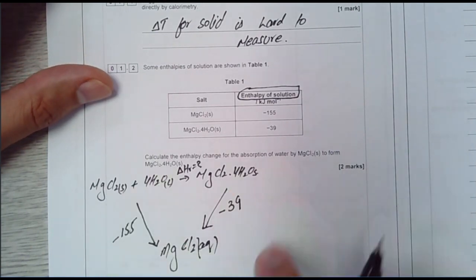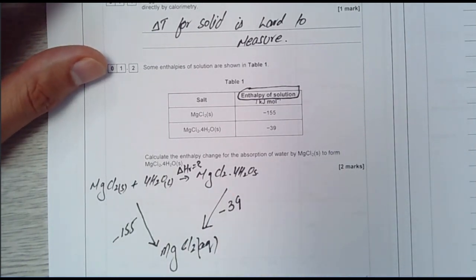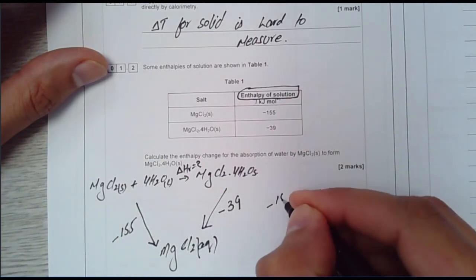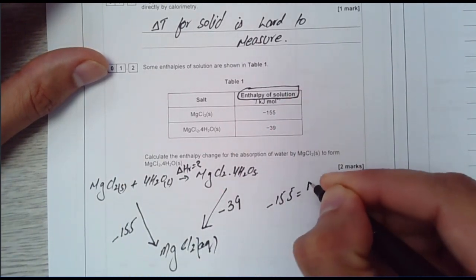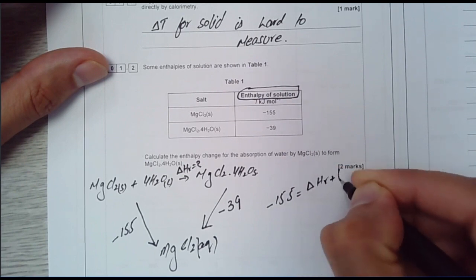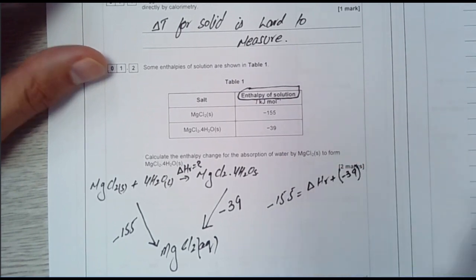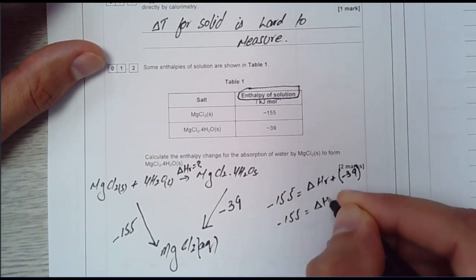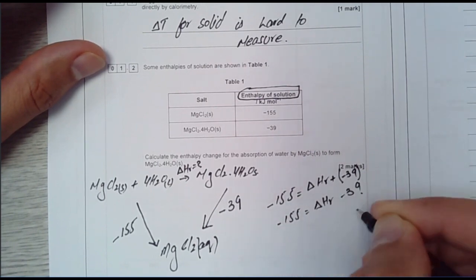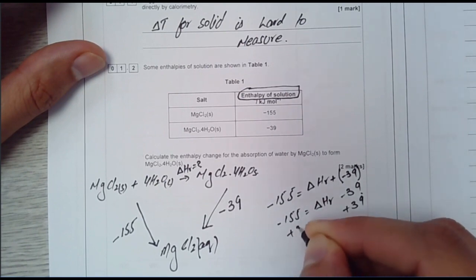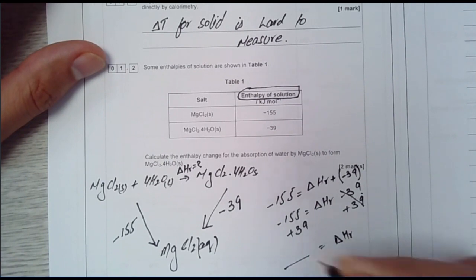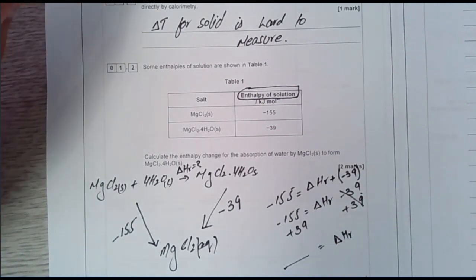So I can say direct route is always equal to indirect. So the direct route in this case is this one. So I'll say minus 155 will now be equal to delta HR plus and minus 39. So it becomes minus 155 equals delta HR minus 39. You do plus 39 on both sides. This is gone. You are left with delta HR being equal to something, and that is your answer.